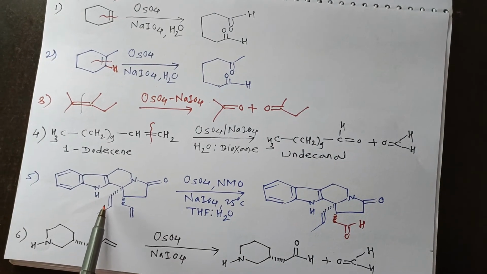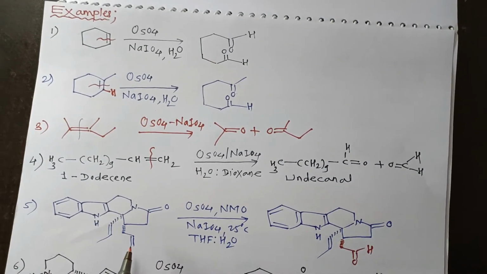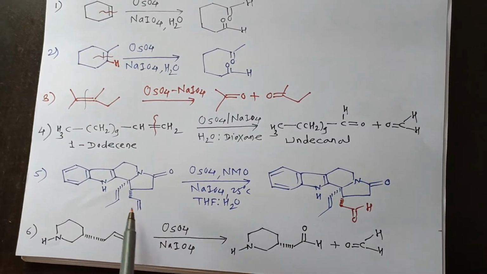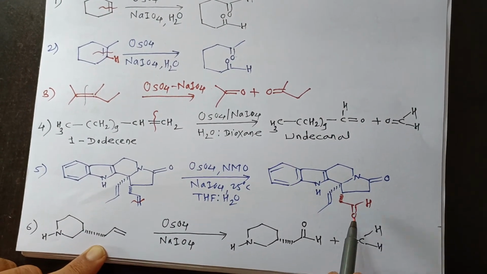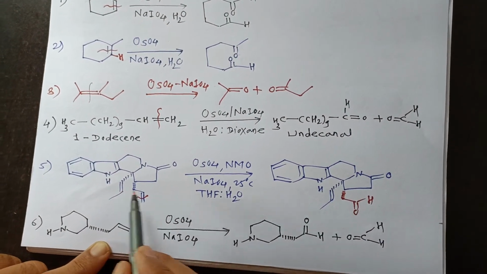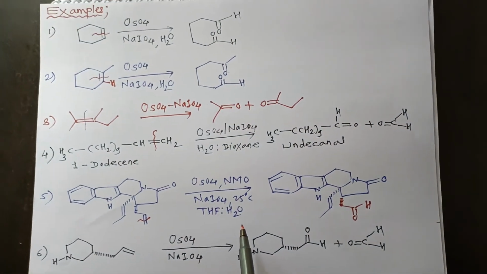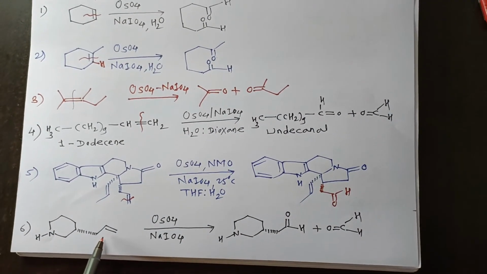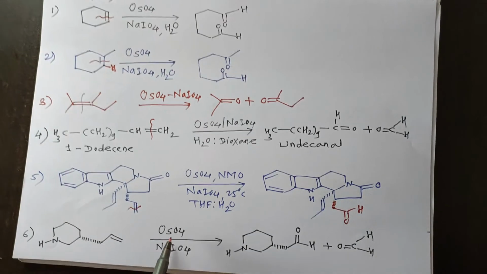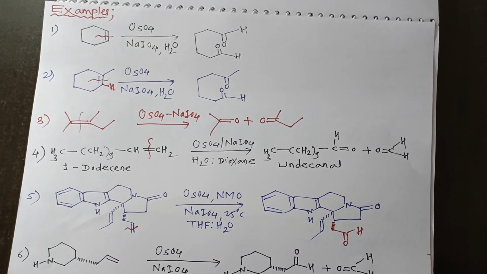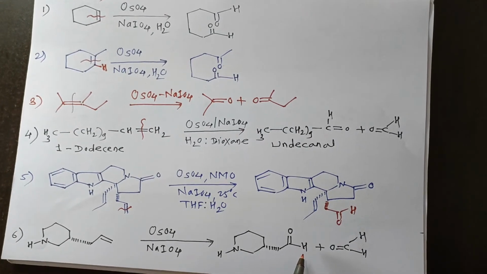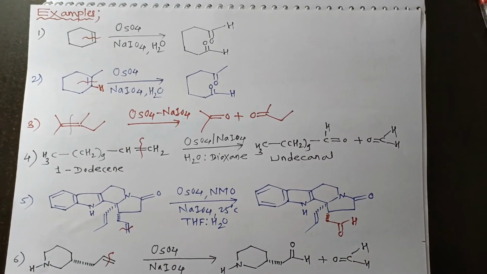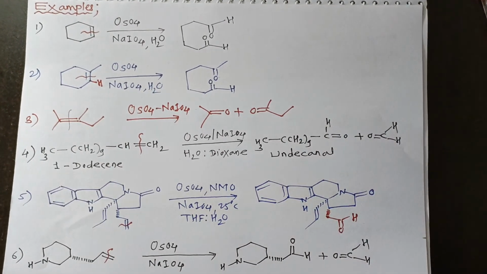Here we have two double bonds. This is one and this is the second. So selectively this reagent oxidatively cleaves this carbon-carbon double bond into an aldehyde, and the other double bond remains as it is. So this is a selective dihydroxylation and then cleavage of the carbon-carbon bond. Look at the next example. Here also we have an alkene. That alkene undergoes oxidation with osmium tetroxide and NaIO4 into the corresponding carbonyl compound, that is an aldehyde. So this bond undergoes cleavage. So this is about the Lemieux-Johnson oxidation. Thank you very much for watching my video.